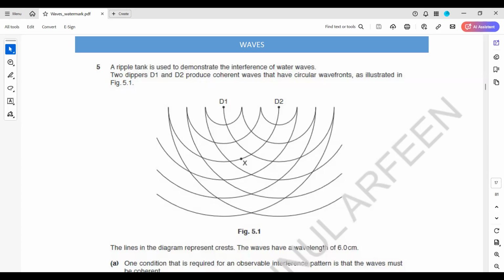And why do we use a ripple tank? Because it's easy to produce these waves and observe them. That's why we are using this ripple tank.